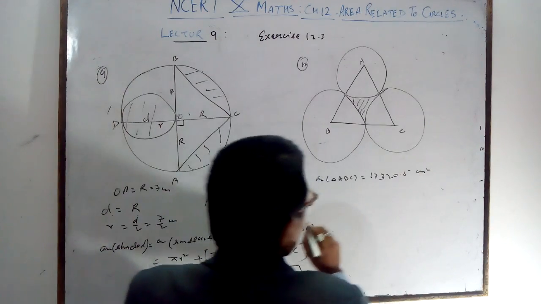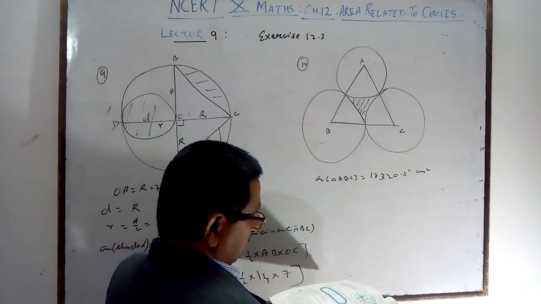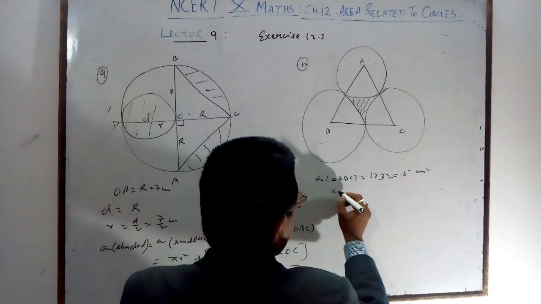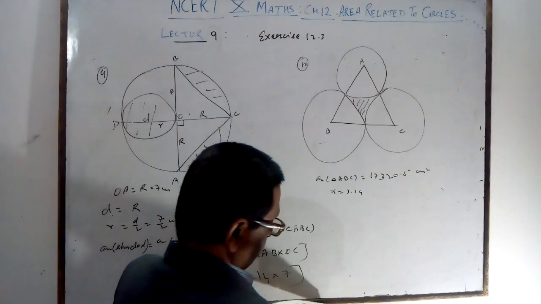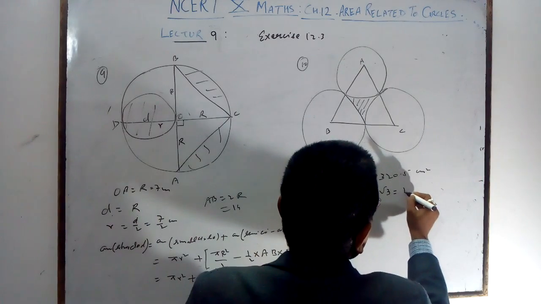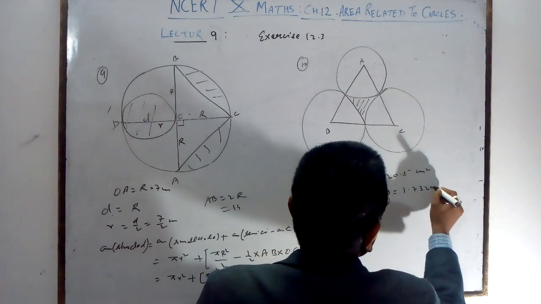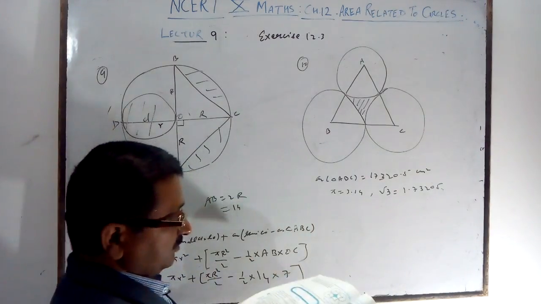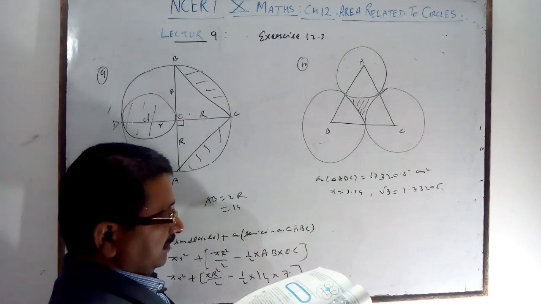17320.5 centimeter square, and pi is given 3.14, and root 3 is given the full value 1.73205. These are the values given in the question. Find the area of the shaded region.